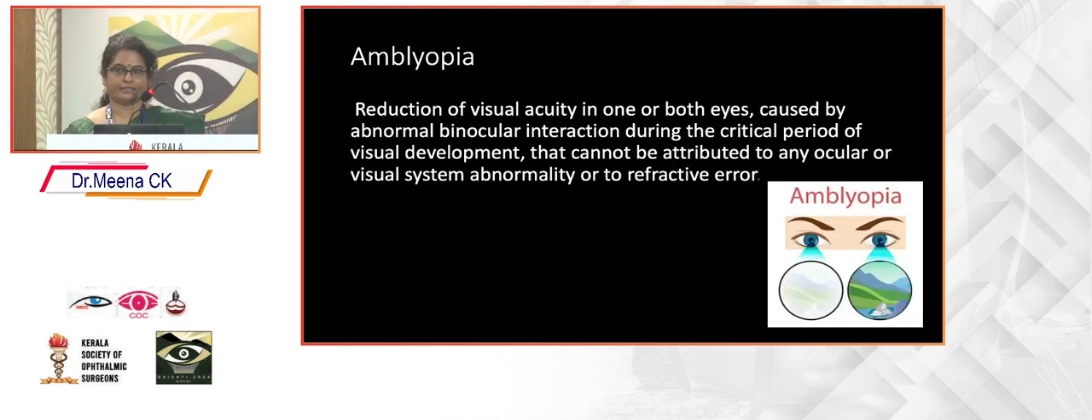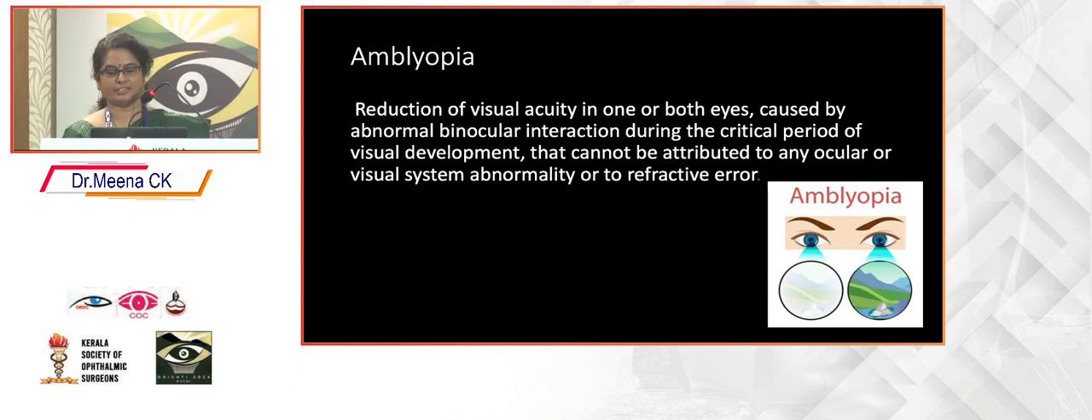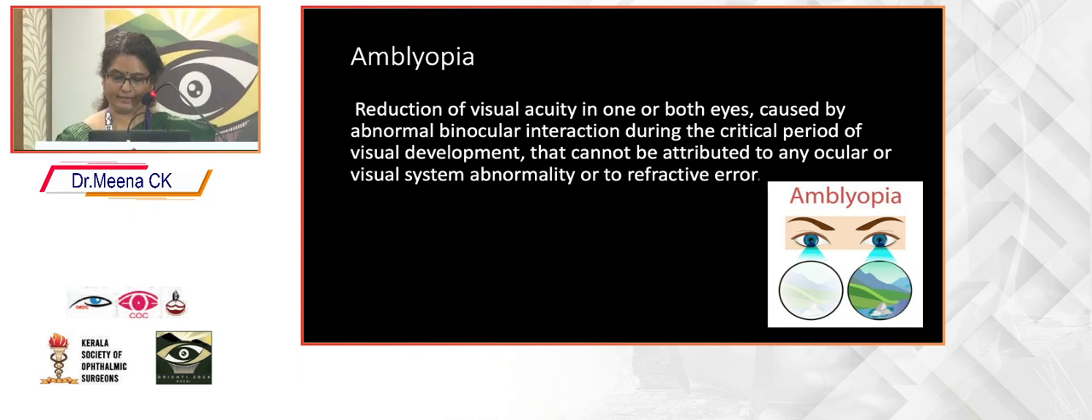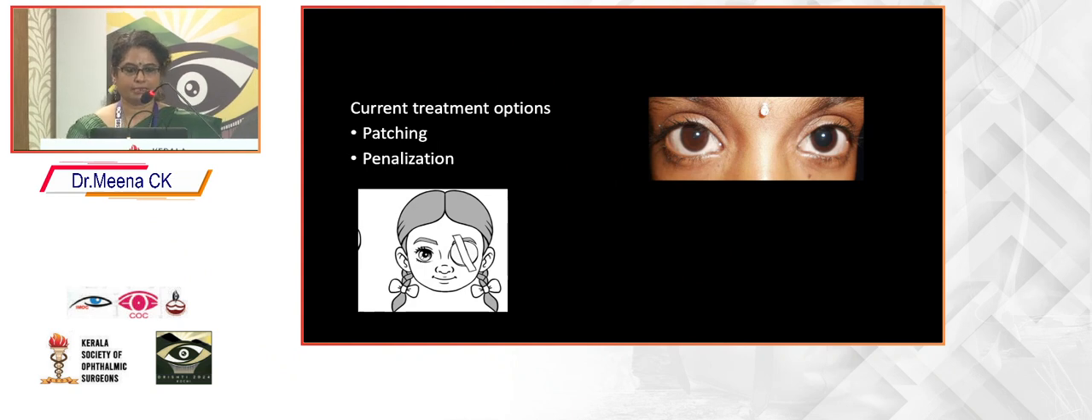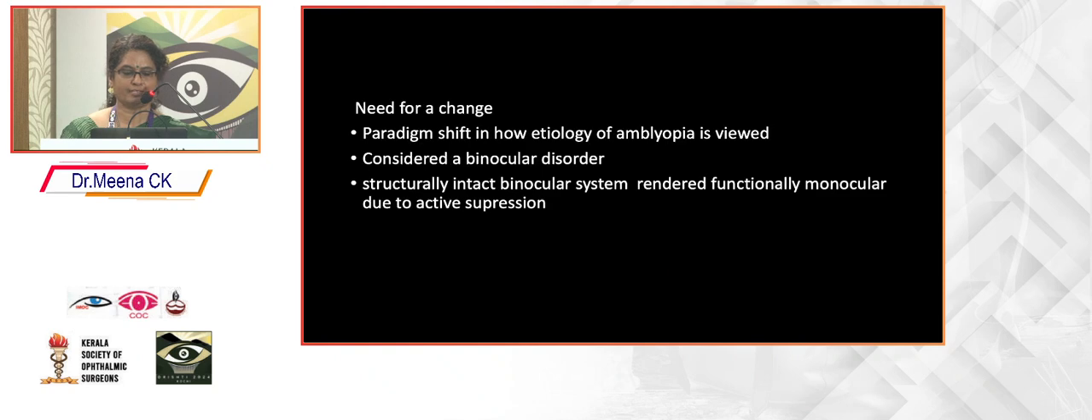As all of us know, amblyopia is defined as reduced vision where the physician sees nothing wrong, and the patient doesn't see well. The current treatment options we have are patching and penalization. Of this, mainly we depend on patching. Patching is a very good form of therapy, and it does give improvements. The only problem is that patients usually don't stick to the treatment protocols and regimes.